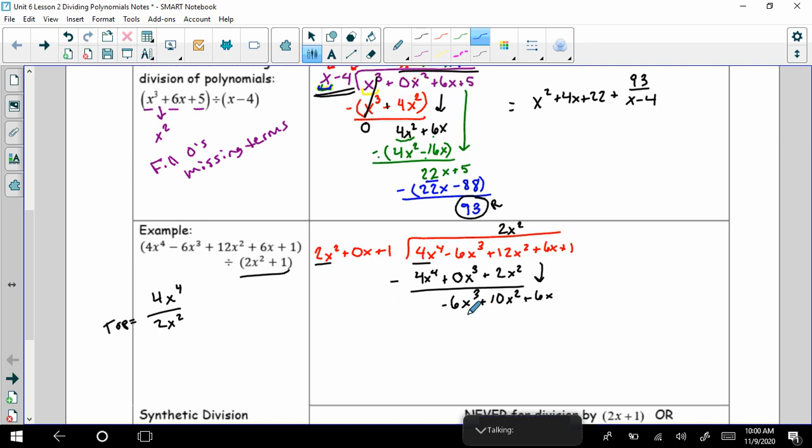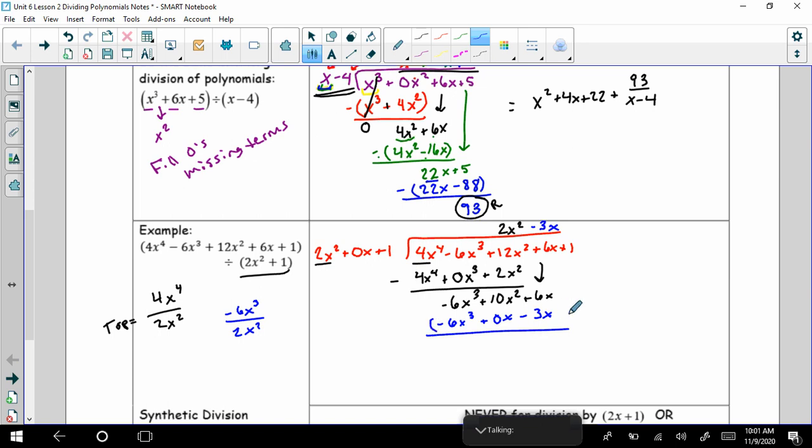Okay, so once again, I look at the front one. I have negative 6x cubed. I'm dividing that by my front term of 2x squared. So this is negative 3, and this would be x. Notice that the terms are lining up here. All right, I distribute, so I get negative 6x cubed. That should always match. Plus 0x minus 3x.